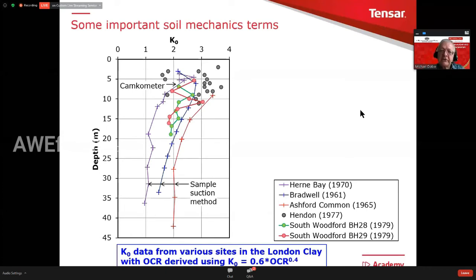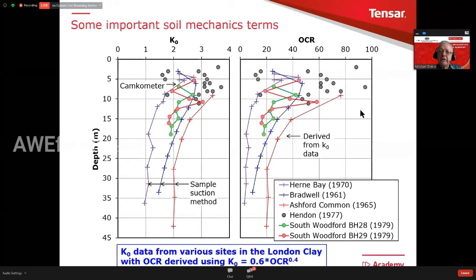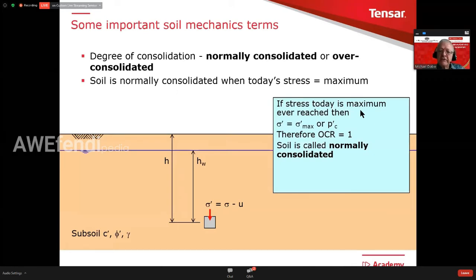So I can then translate that into OCR, the over-consolidation ratio, and you can see that it's very high, up to 100 times at the top of a deposit of something like the London clay. So that's a heavily over-consolidated clay. But if we have a site where the current stress is the same as the maximum past stress, OCR is 1, and then we call the soil normally consolidated.